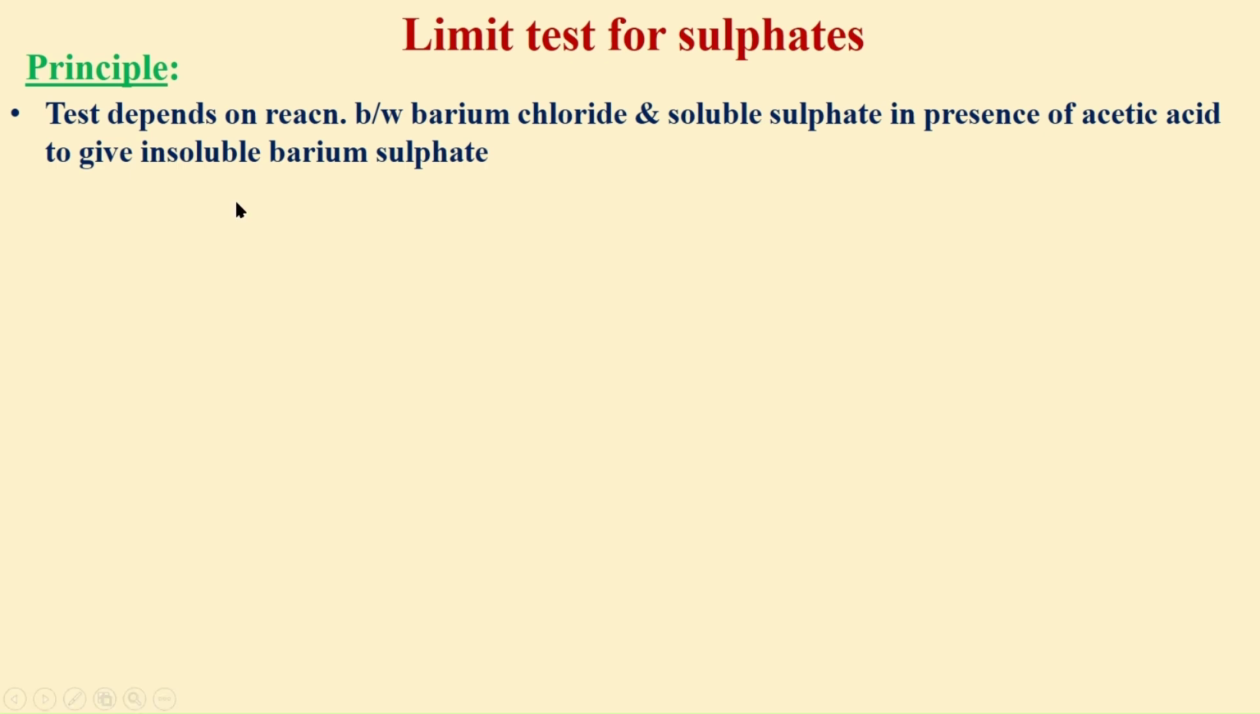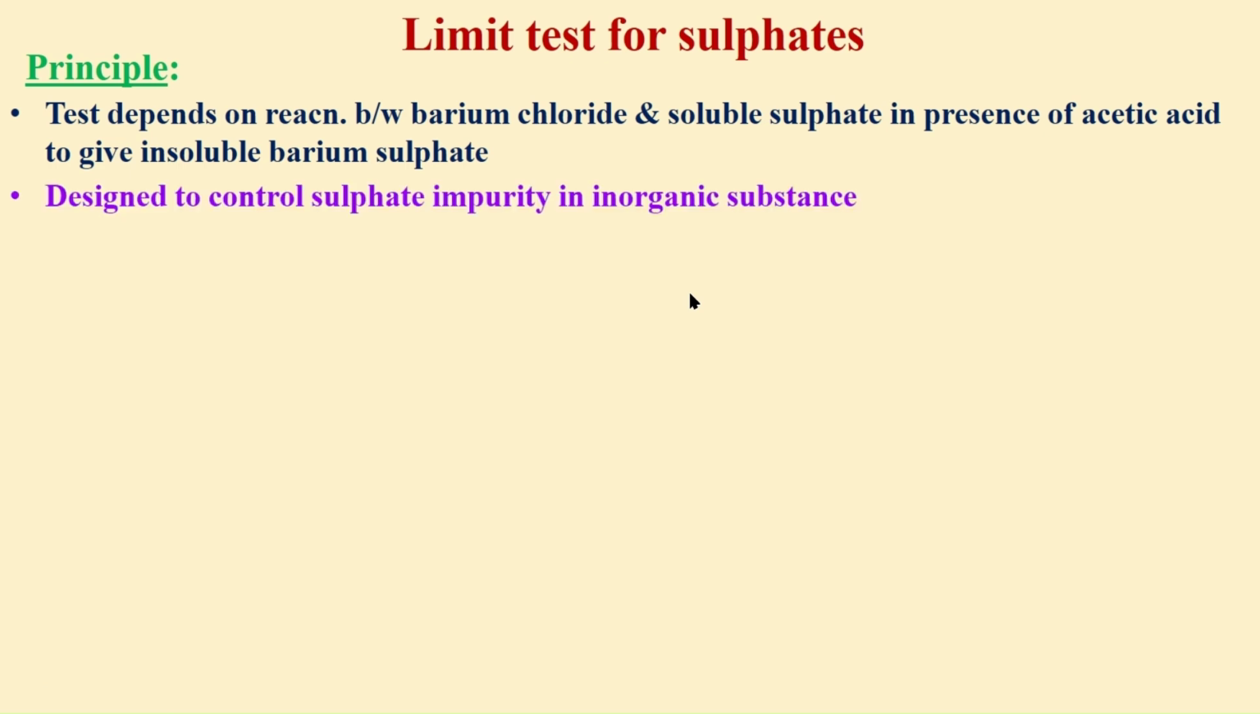The intensity of the opalescence produced is compared with that of the standard solution in which the standard amount of barium sulfate is added. If the intensity of precipitation in the test sample is lesser than that of the standard sample, then it passes the limit test. This test is designed to know and control the sulfate impurities present in the inorganic substance.